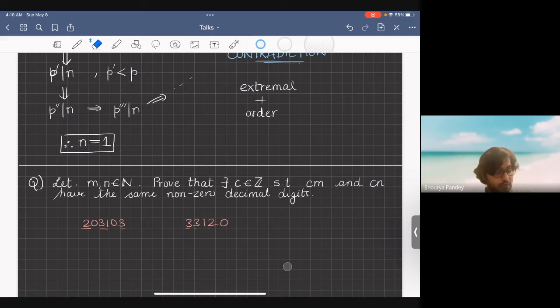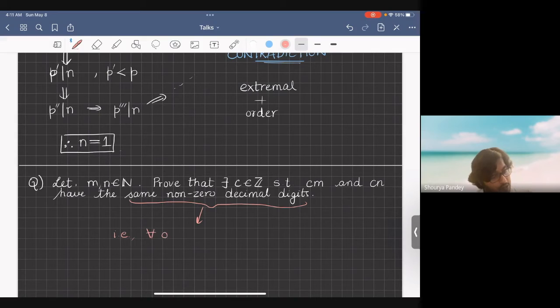Yeah, so let me just write down what I mean by this. That is, for each digit from 1 up to 9, cm and cn have equal numbers of digits equal to it.